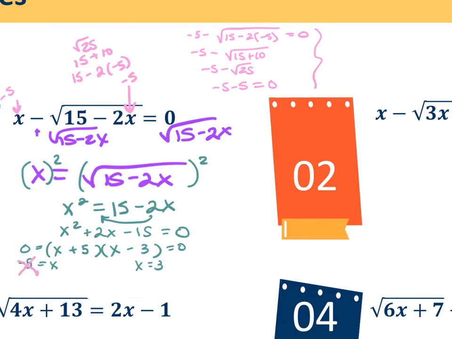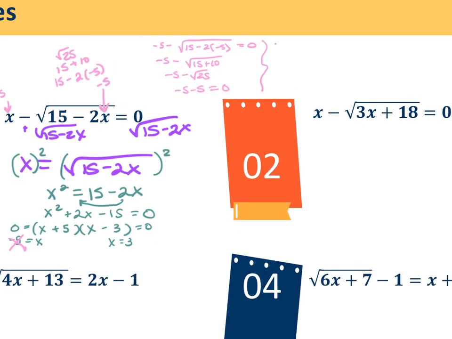Then you check the 3. 3 minus the square root of 15 minus 2 times 3 equals 0. 3 minus square root of 15 minus 6 equals 0. 3 minus square root 9, 3 minus 3. Does that equal 0? Yeah. So I keep the 3, but I eliminate the negative 5. So you have to be so careful, and you have to make sure you check your answers.